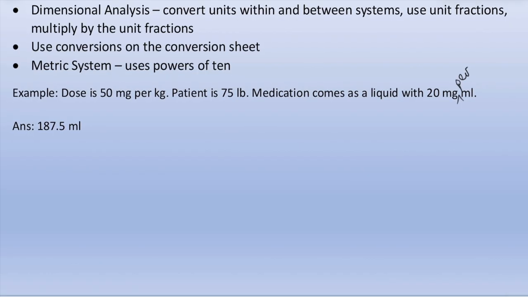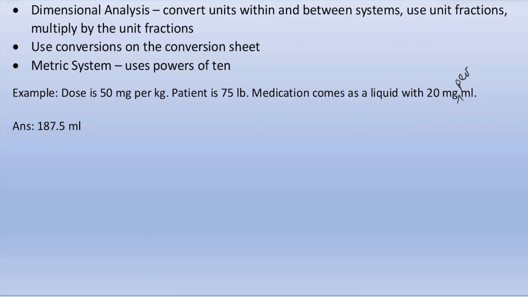Let's take a look at this one. It says that the dose is 50 milligrams per kilogram. The patient weighs 75 pounds. Medication comes as a liquid in 20 milligrams per milliliter. So we would want to know, yes, how many milligrams to give to the patient, but also how many milliliters would be the liquid that would deliver that amount of medication. How many milligrams is loading in, how many milliliters, and so on.